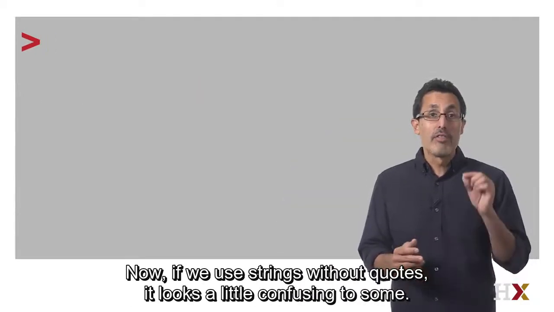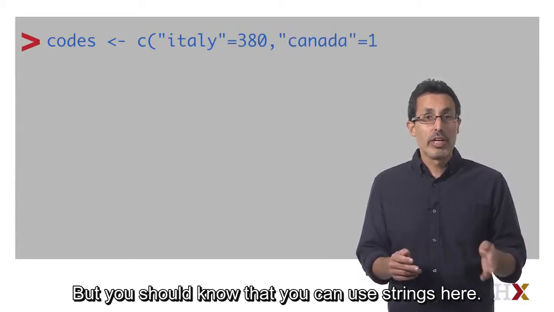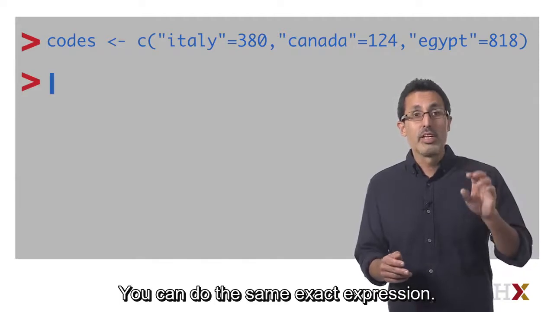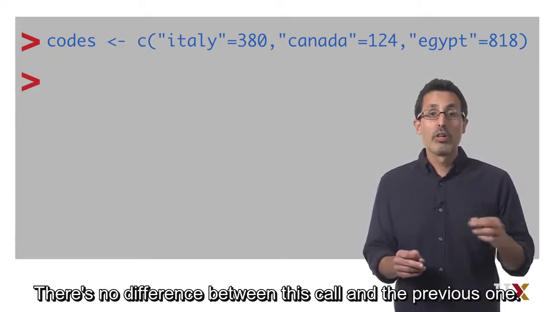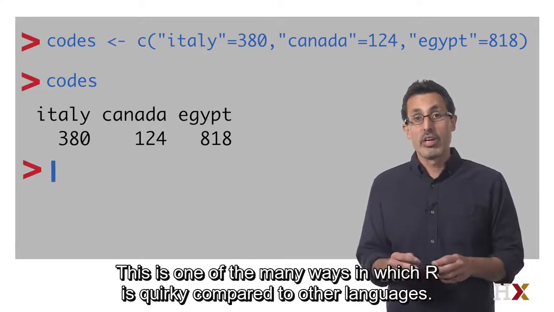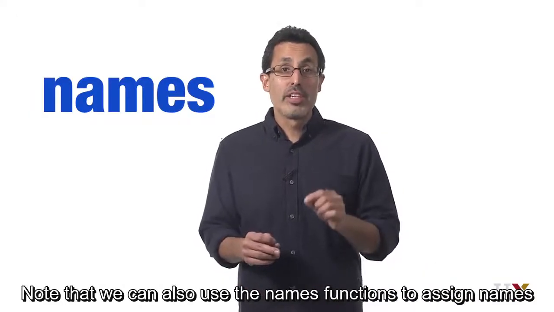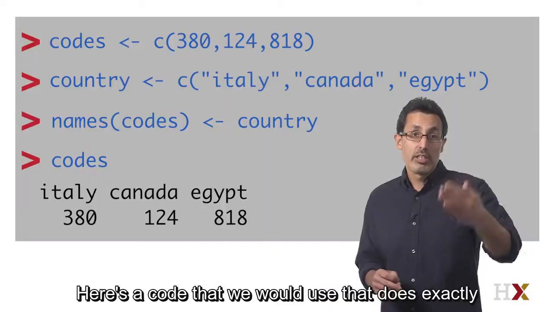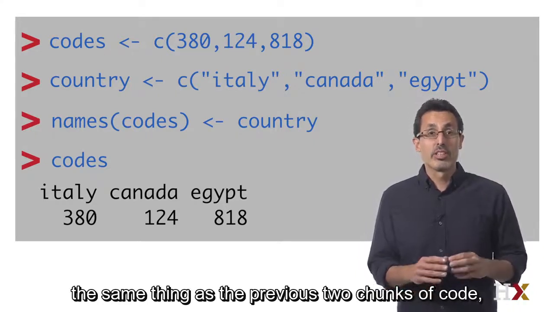Now, if we use strings without quotes, it looks a little confusing to some, but you should know that you can use strings here. You can do the same exact expression, but this time you use quotes to define the names, like this. There's no difference between this call and the previous one. This is one of the many ways in which R is quirky compared to other languages. Note that we can also use the names function to assign names to the entries of a vector.